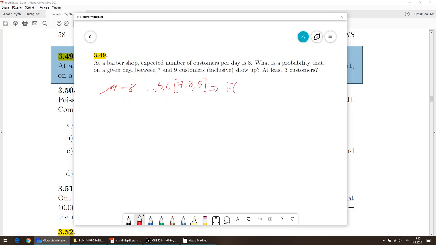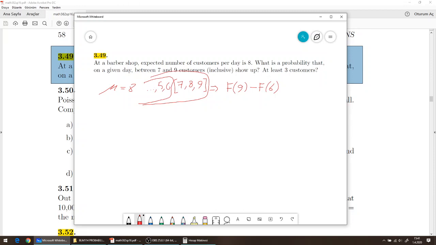So that means uppercase F9 minus uppercase F6. Yes, because uppercase F9 covers all the values up to 9 and uppercase F6 covers all the values up to 6, and the difference of these two cumulative probabilities give us the desired interval 7 to 9 inclusive.